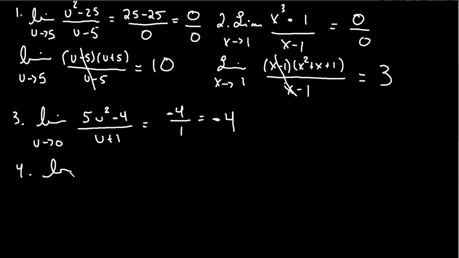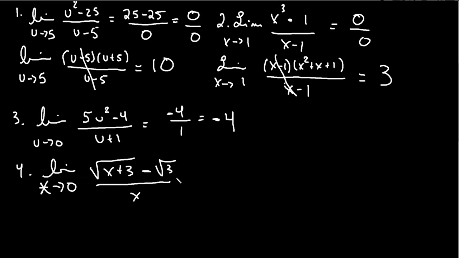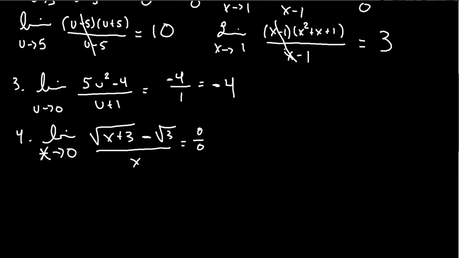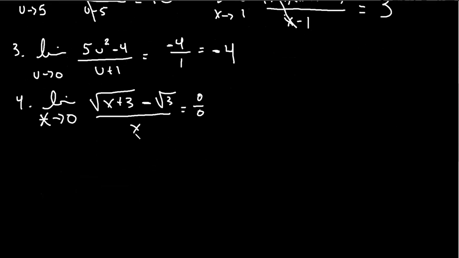Now this next one is a little fun, in quotations, which just means it's a little longer. We have the limit of root of x plus 3 minus root 3, over x. If I plug in 0, I get root 3 minus root 3, so 0 over 0. That's bad. In math, we do not like having roots in the numerator. We always want to get rid of them.